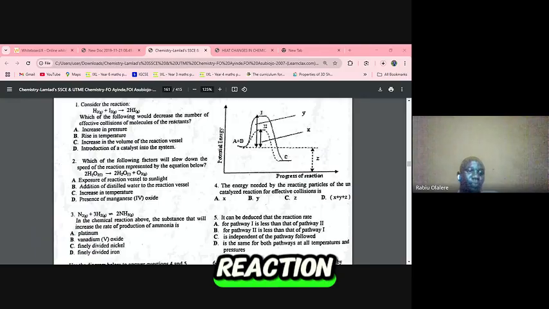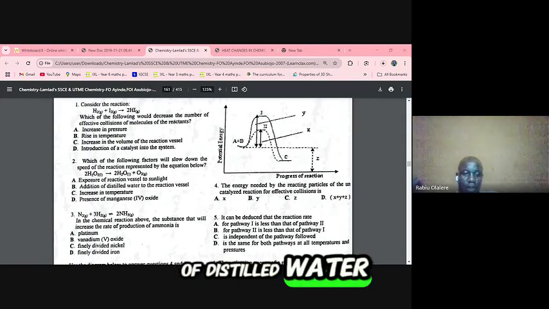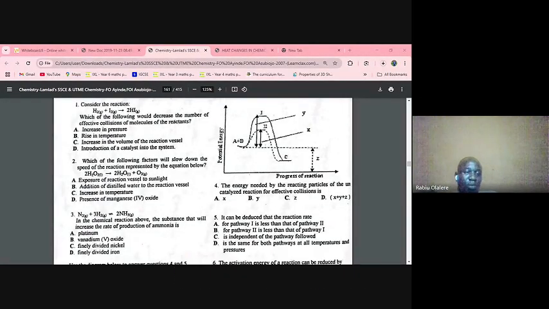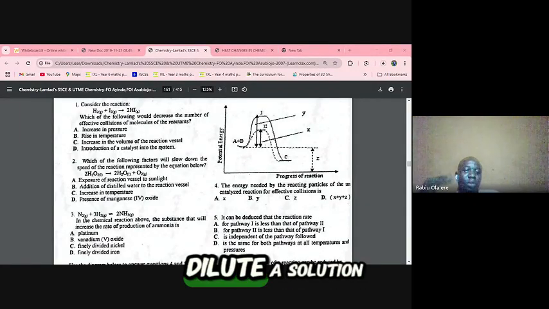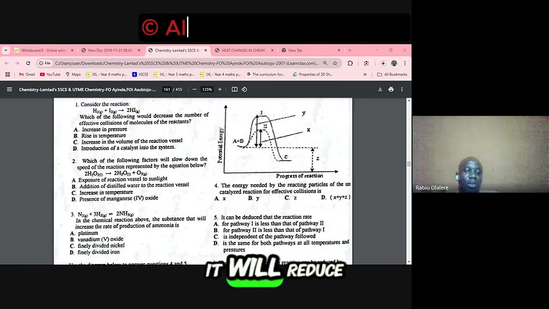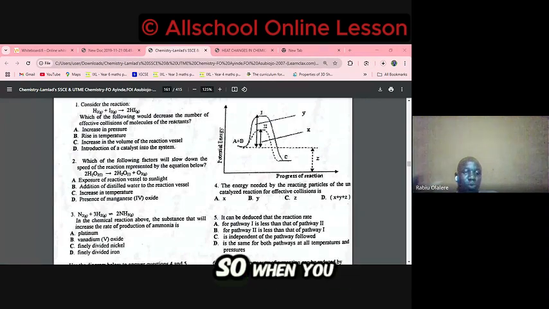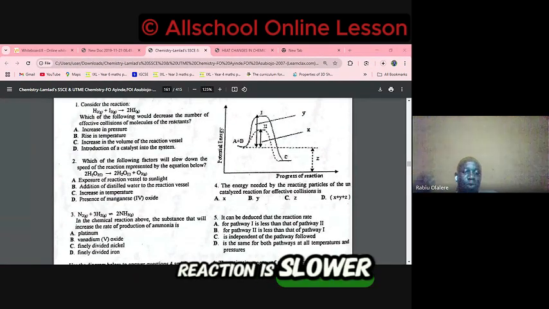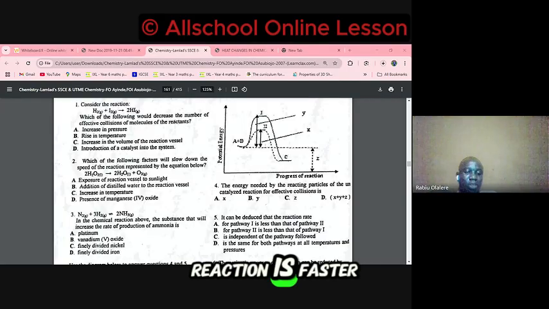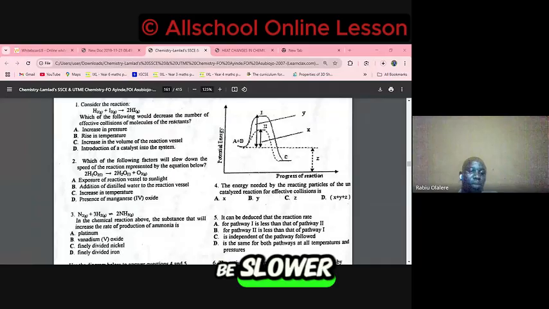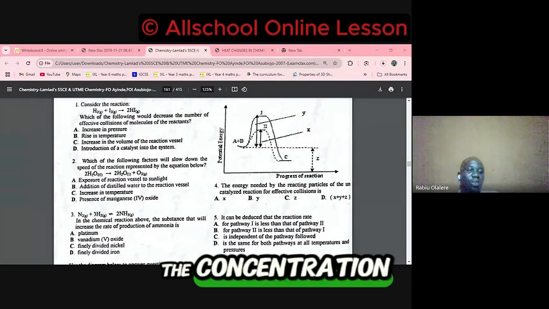It's a photochemical reaction. B says addition of distilled water. When you add distilled water, that means you are decreasing the concentration. So that means you are diluting it. I think I will do some questions on that. When you dilute a solution, it will reduce the concentration of the reactant particles. So the reaction will be slower. When you decrease concentration, the reaction is slower. When you increase concentration, the reaction is faster. So because you are diluting the solution, the reaction will be slower.